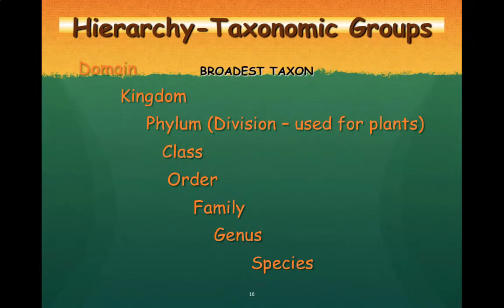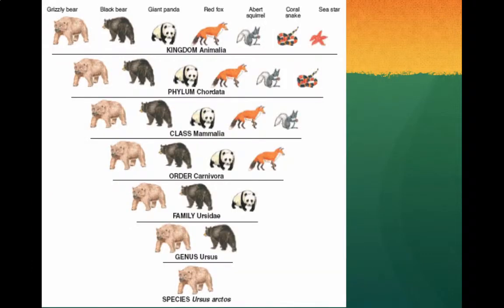The domain is the broadest taxon. It will include the most. We have three domains. We have archaea, eukarya, and prokarya. And the species is the most specific. This is where we get down to the individuals.